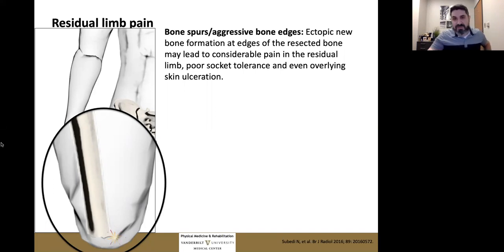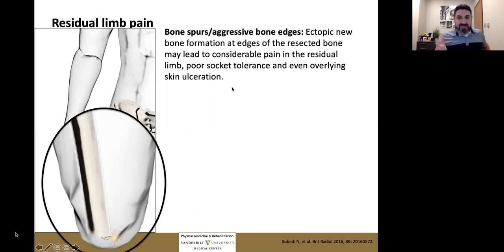Sometimes, you may end up seeing something like this in response, depending on how the periosteum was treated there. Okay, so they're focal, right? People are like, oh, it's right there, right where you're touching, right? It's like a knife edge, or a little point, like a needle underneath the skin. And sure enough, you pinch between this hard spicule and the socket, right? Poor socket tolerance, and even overlying skin ulceration.